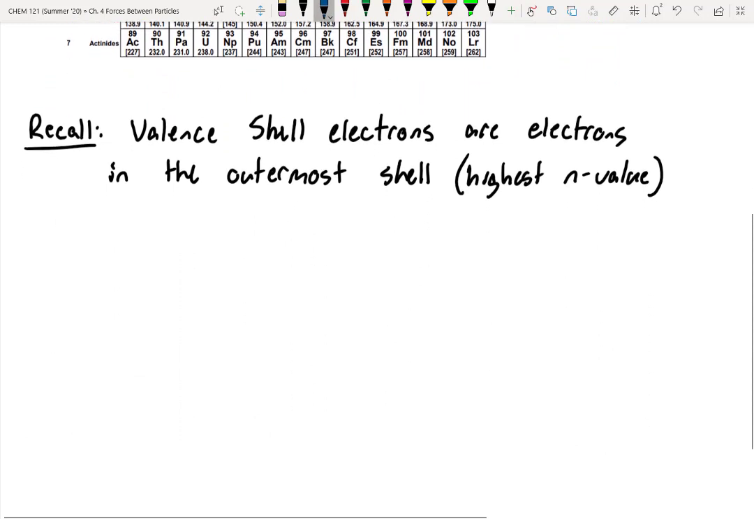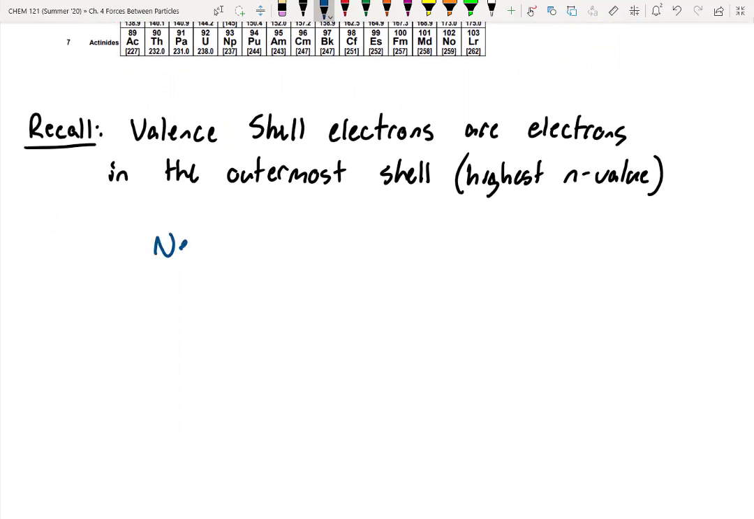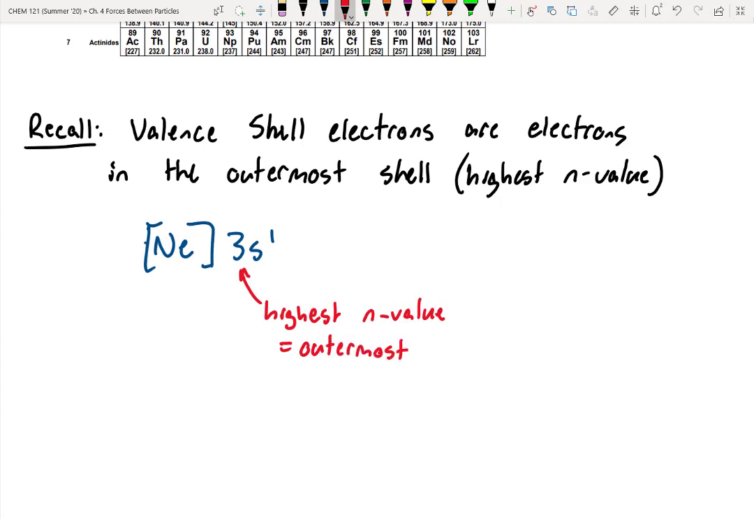So in this case, let's even write it down. We said that in this case, neon was our noble gas configuration, and then we had 3s1. That this 3 is the highest n value, meaning that these are the outermost electrons. These are the electrons that do reactions. They're the most interesting electrons within a given element. All right, and so these are the electrons we're really going to be looking at throughout this chapter, these outermost highest energy electrons.